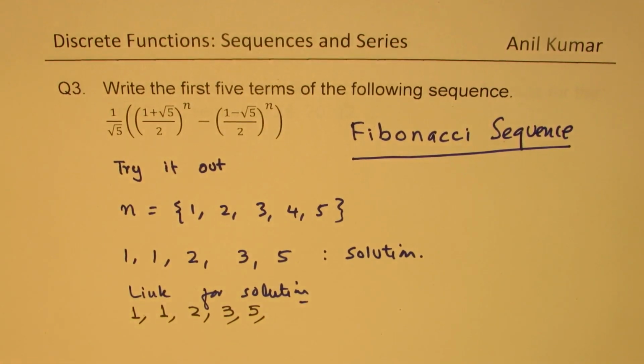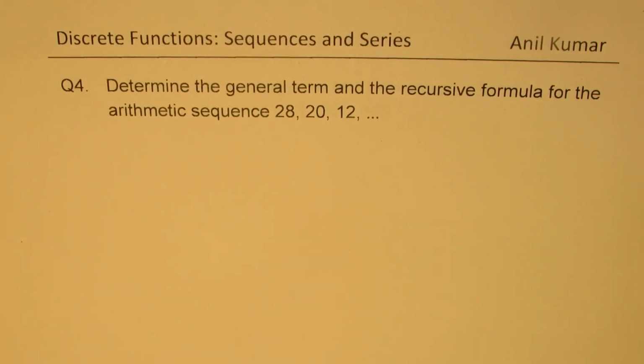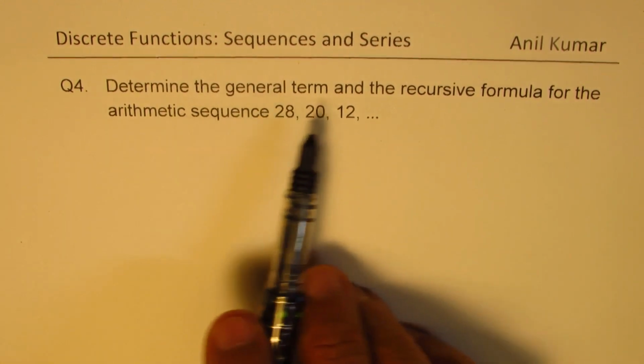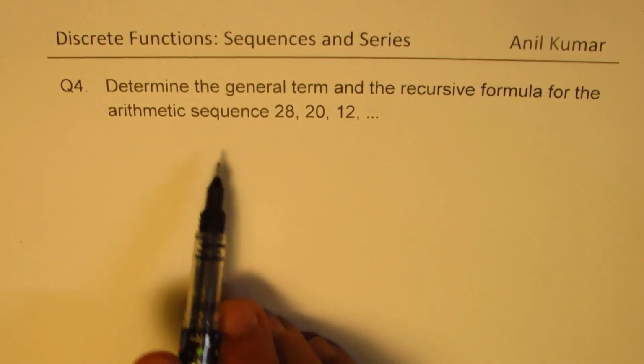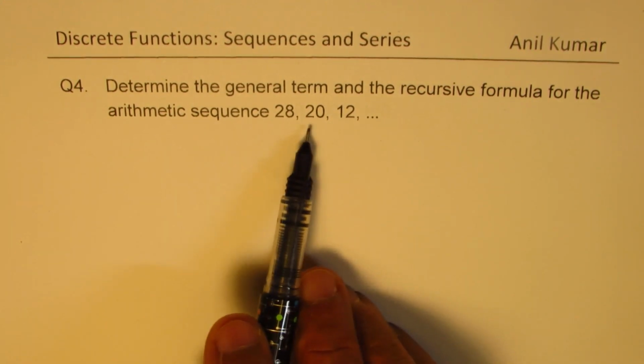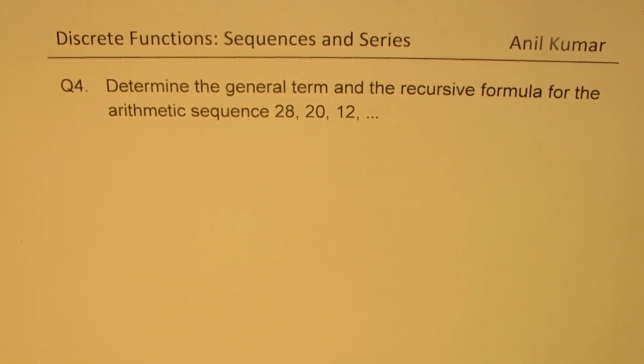Extremely important, and normally this formula is not given in the books, so it's a good knowledge-based question. Thank you. Here is question number 4. Determine the general term and the recursive formula for the arithmetic sequence 28, 20, 12, and so on.